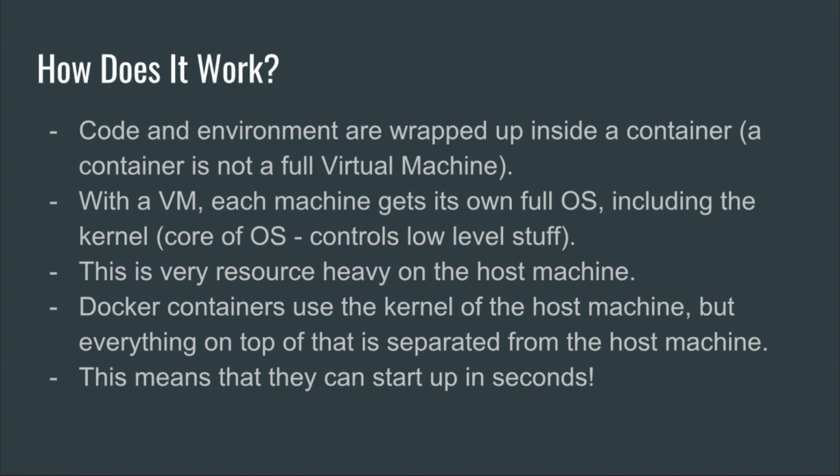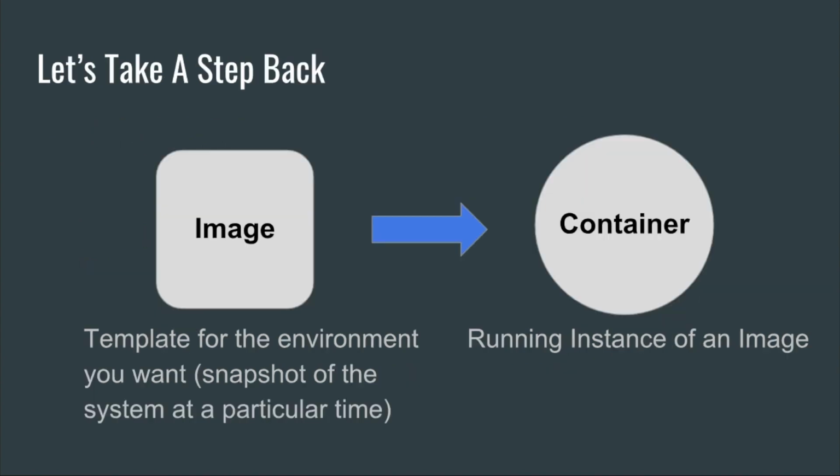With Docker, the container uses the kernel of the host machine, but everything on top of that is separate from the host machine, so it takes it a level up. And this means that they can start up in seconds. So, taking a step back from that, with Docker, first of all, we have images, and an image is a template for the environment you want. It's a snapshot of the system at a particular time, and a container is an instance of an image that is running. So, if we want to Dockerize our application, the first thing we have to do is create a Dockerfile which defines this image, and then we can run this image as a container.